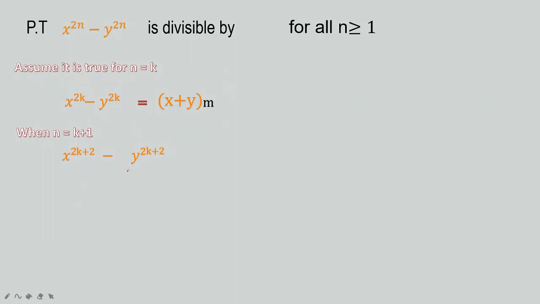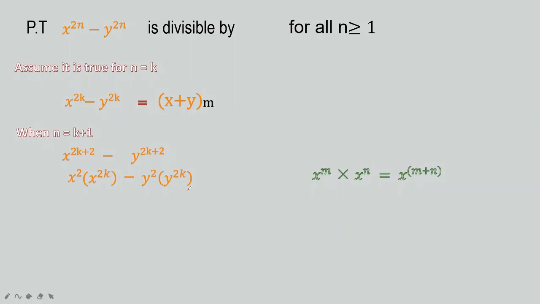Looking at this, we can use something that we studied from the law of exponents. X to the power m into x to the power n is equal to x to the power m plus n. So using the same, x to the power 2k plus 2 is the same as x to the power m plus n, so I can write it as x to the power 2 into x to the power 2k, minus y to the power 2k plus 2 also in the same form.